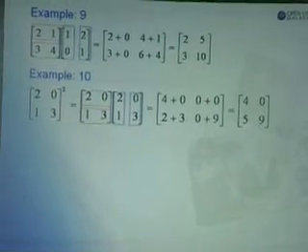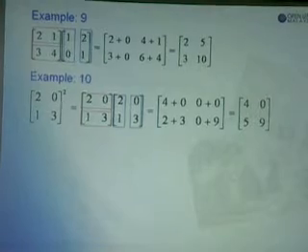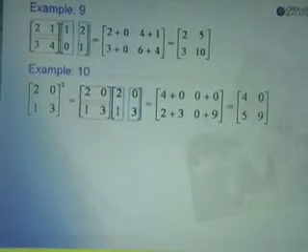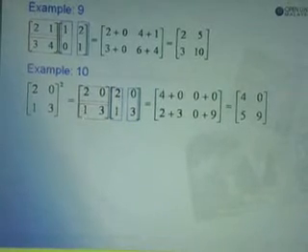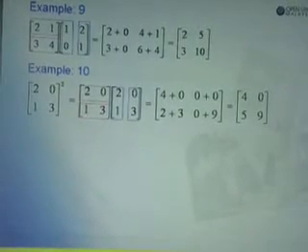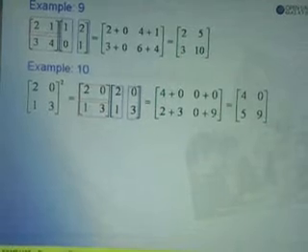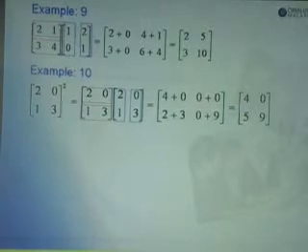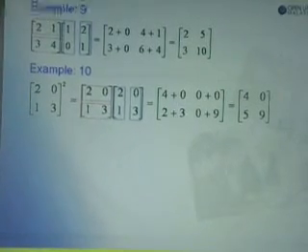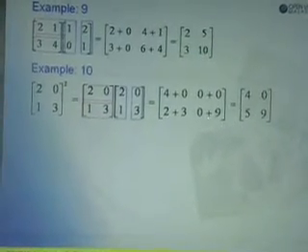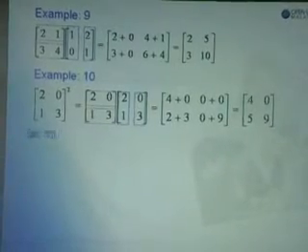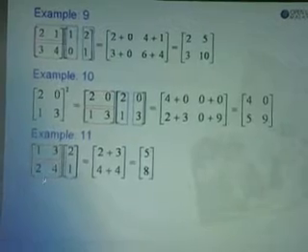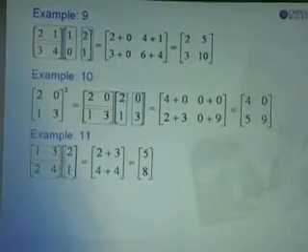So we repeat the same process with the second row. So second row, 1 times 2 equals 2. 3 times 1 equals 3. And then we have 1 times 0 equals 0, and 3 times 3 equals 9. So next step is to simplify this. We should get 4, 0 plus 0 equals 0, 2 plus 3 equals 5, and 0 plus 9 equals 9.